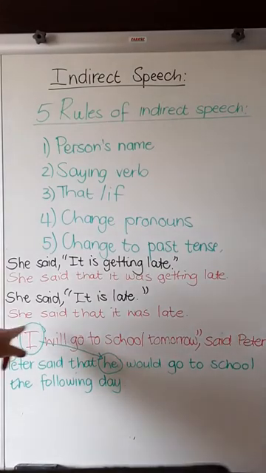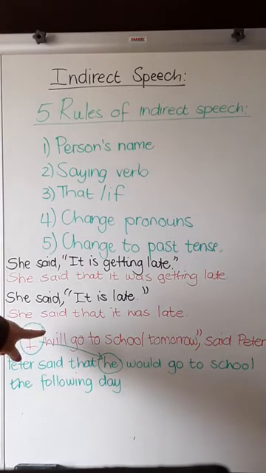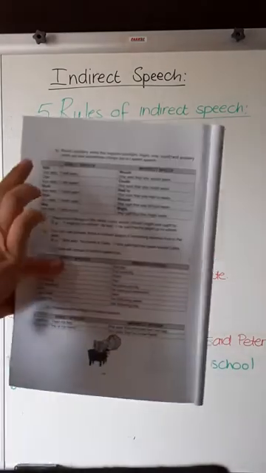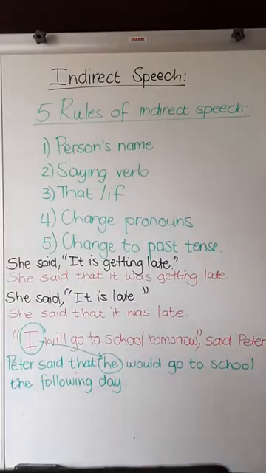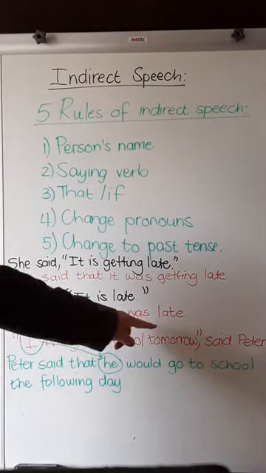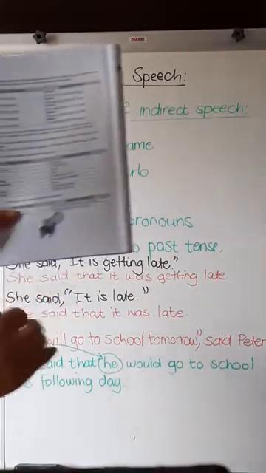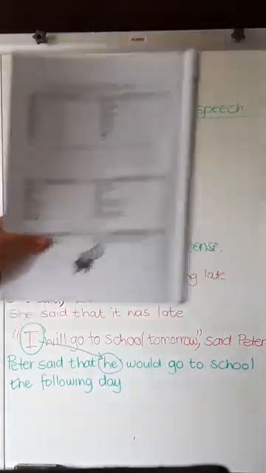Peter said that he, now you change it to past tense. So your auxiliary verb will changes to would, like I showed you here on this page. If you look at it there, you'll see that will changes to would. Go to school. And then the last thing is, you can't say tomorrow because in the indirect you could be speaking later than that day. So instead of tomorrow, you will use the words the following day.